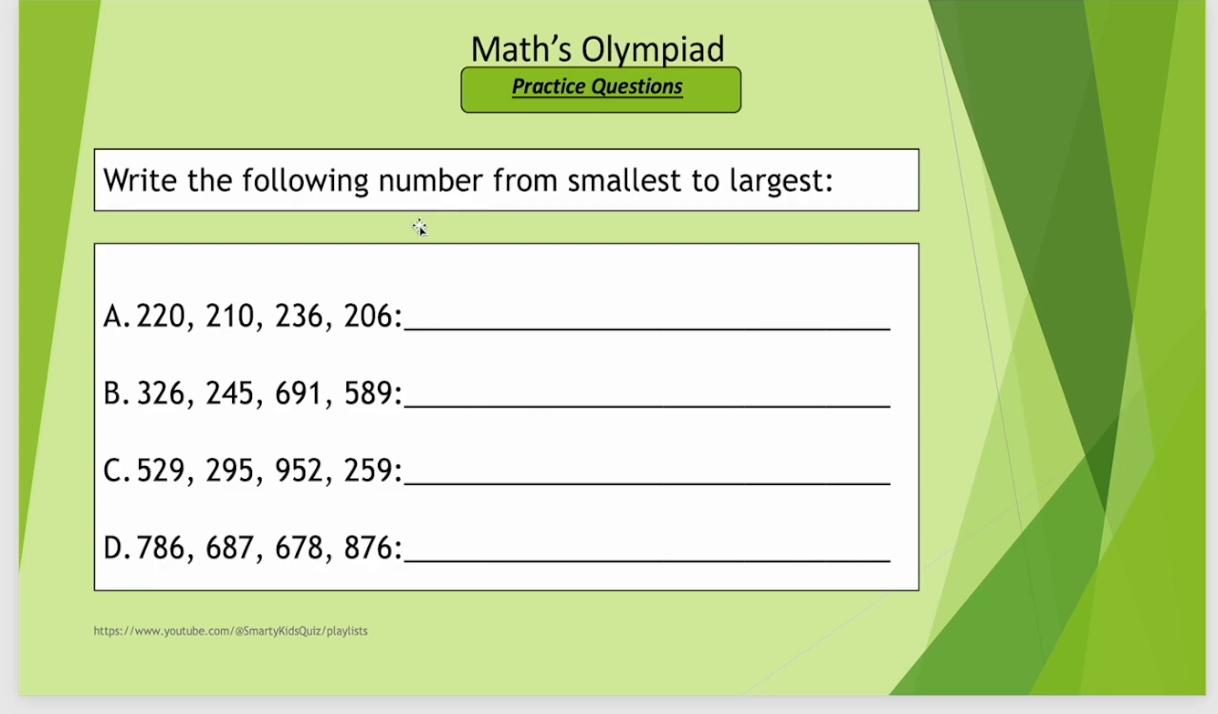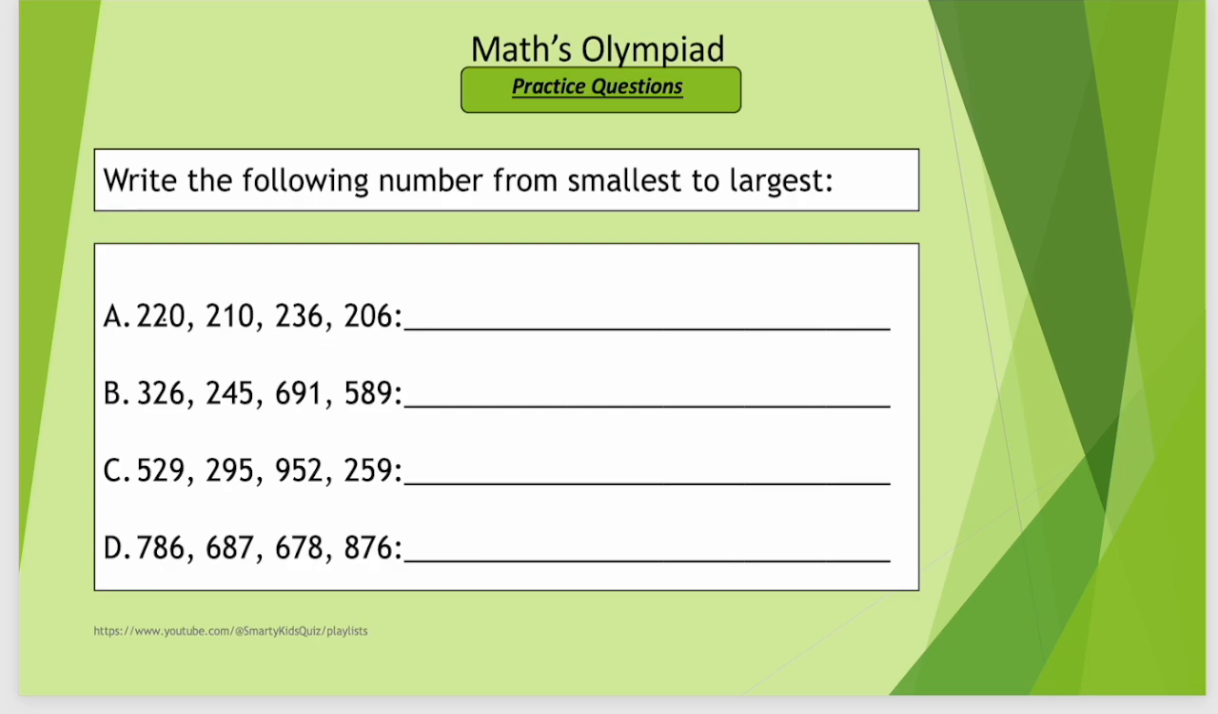Let's look at these questions. Write the following numbers from smallest to largest. Okay, from smallest to largest. So here one good thing is all are 200 series: 220, 210, 236, 206, right? Very simple if you know the counting till 100.